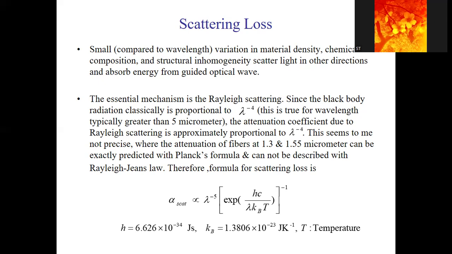So how do you measure the scattering loss? This is given by alpha scattering proportional to wavelength to the power minus 5, times exponential of hc over lambda kB T minus 1. Here h is the Planck constant, kB is also a constant, and T is the temperature at which we are working. All these details are taken from the optical communication book by Keiser. You can refer to that book for more detail.